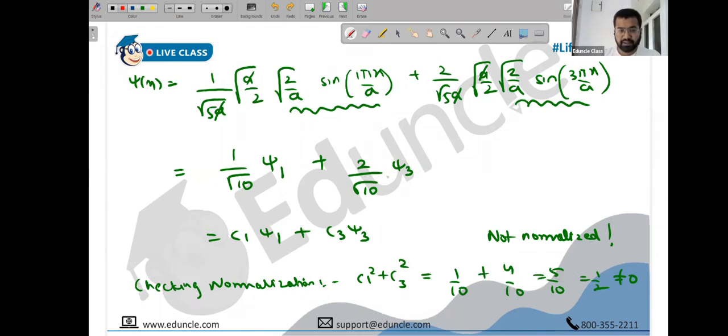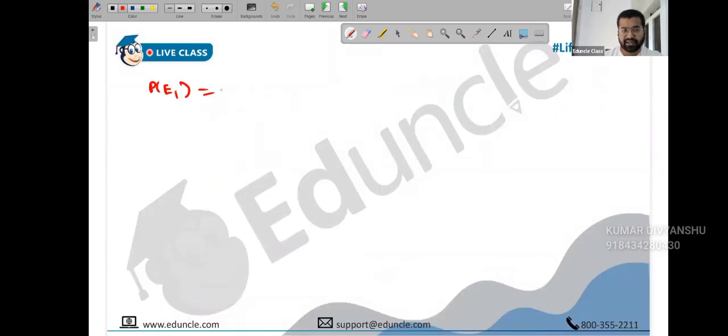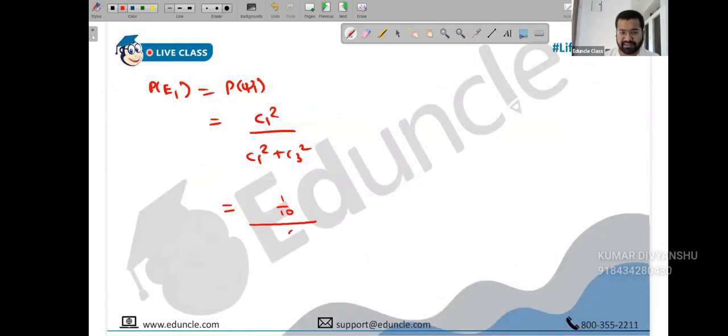So what is probability, people? Probability of having energy E1, your probability of having wave function psi 1, that's C1 square upon C1 square plus C3 square. Or you can write C1 square plus C2 square plus C3 square plus Cn square, whatever. So what is C1 square? That's 1 by 10. What is C3 square? That's 5 by 10. So 10 gets cancelled, we have 1 by 5, which is 0.2.